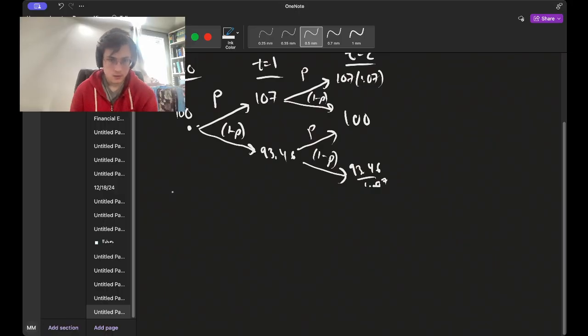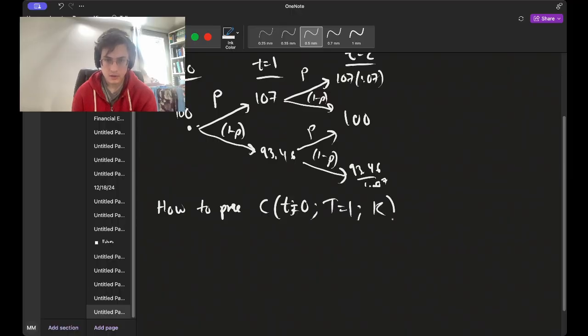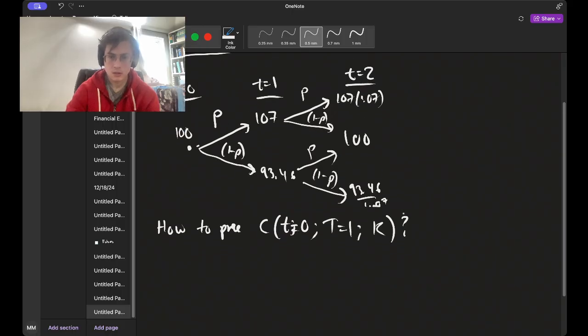So the question is, given this model of an underlying stock, how do you price an option, a call option? How to price a call option? So the call option, you opened it at t equals 0. It expires at t equals 1, and it has a certain strike price k. Okay? So let me give you an example.